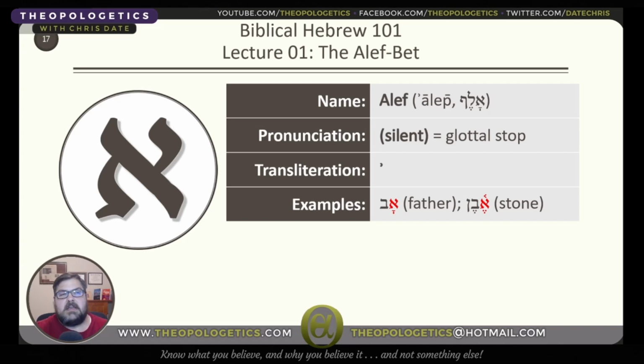A couple of examples of Hebrew words that begin with this consonant are the Hebrew words Av, meaning father, and Even, meaning stone.